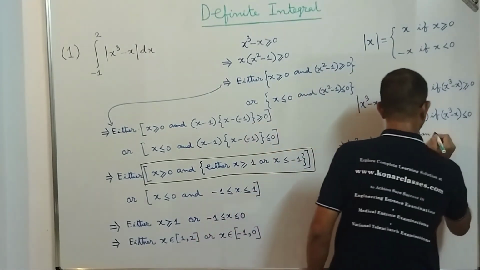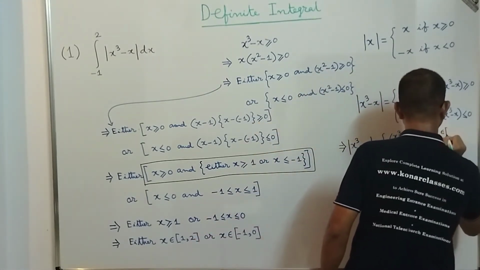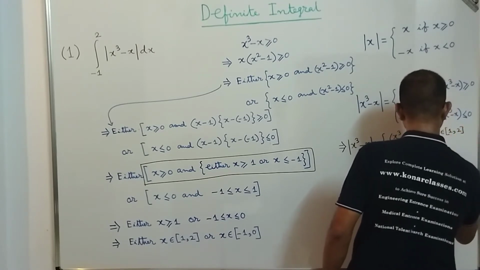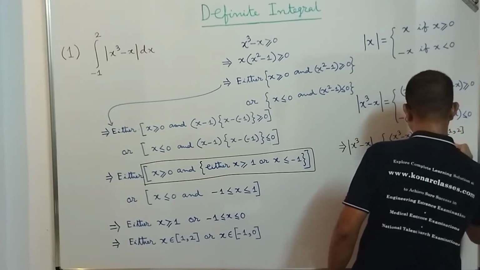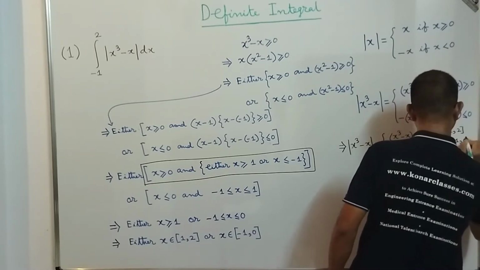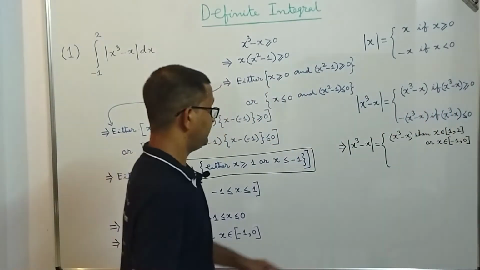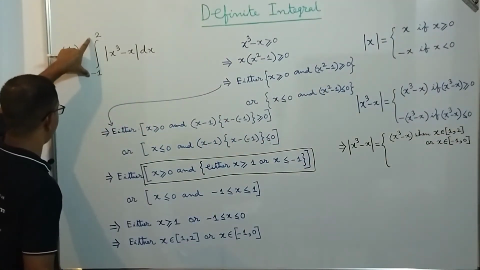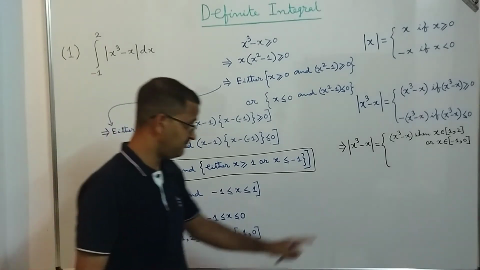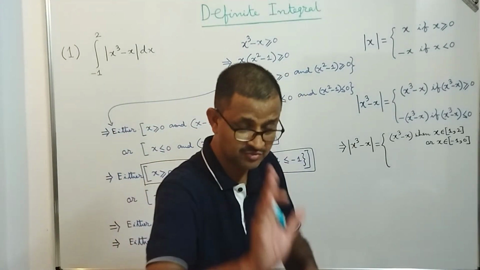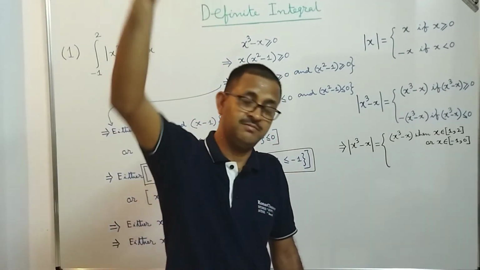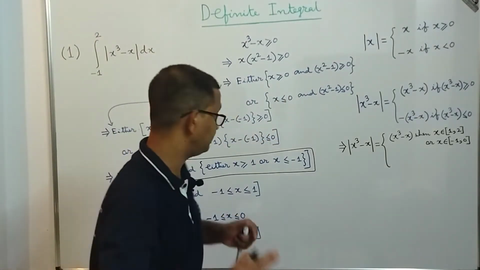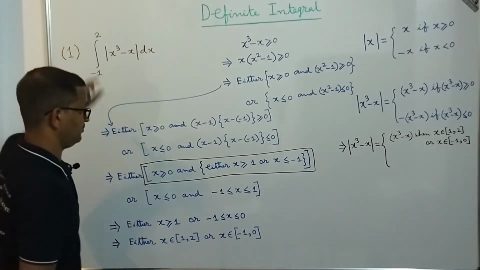when x belongs to 1 comma 2 or x belongs to minus 1 comma 0. And this interval we got from the lower limit to the upper limit, minus 1 to 2, because that is our prime concern. We are not bothered about what is beyond 2 or less than minus 1. We only focus on minus 1 to 2 because that is the limit.